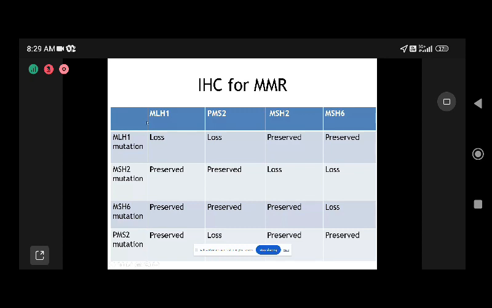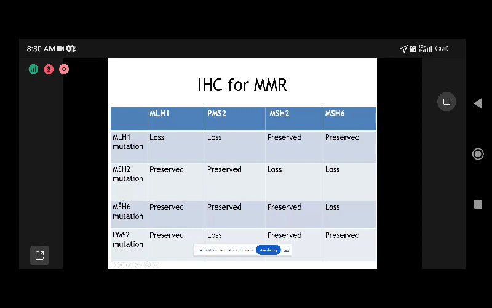This is how we interpret it. If there is loss of MLH1, the dominant partner, many times we will see PMS2, its secondary partner, also lost, whereas MSH2 and MSH6 are preserved. If this pattern of MLH1 and PMS2 loss is seen, we interpret that the underlying genetic mutation would be an MLH1 mutation. Similarly, if MSH2 is lost as well as MSH6, its secondary partner, that means the main partner MSH2 is lost and there is an MSH2 mutation. In this case, MLH1 and PMS2 are preserved.